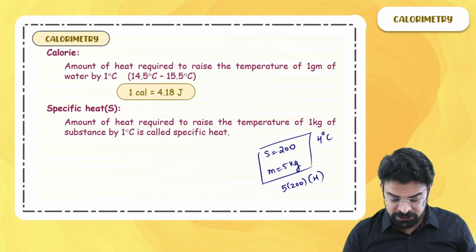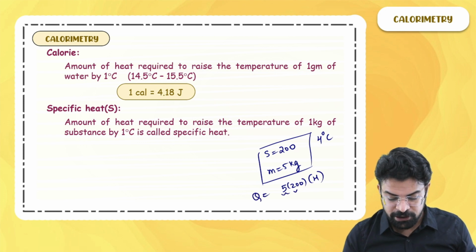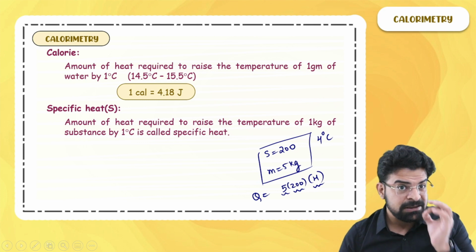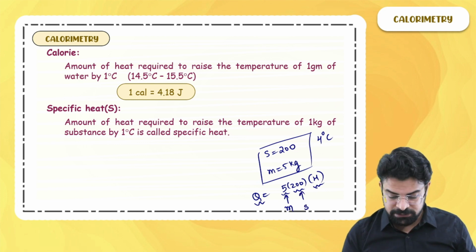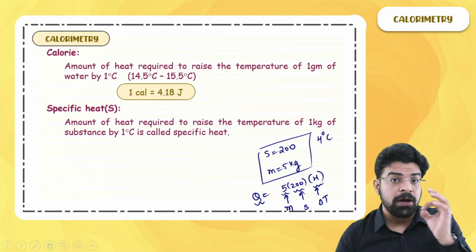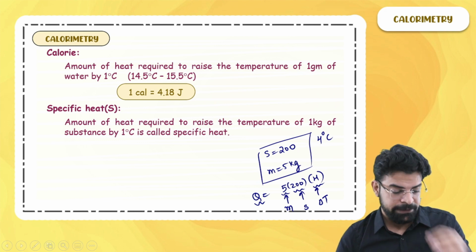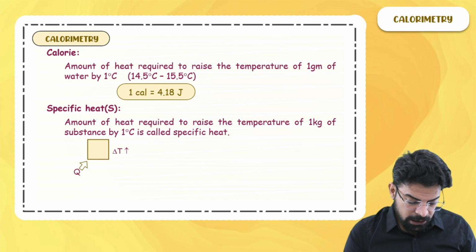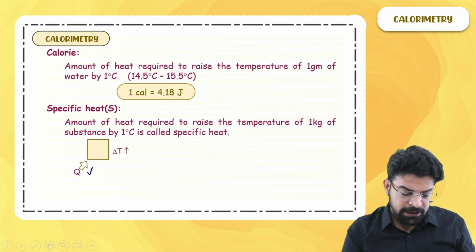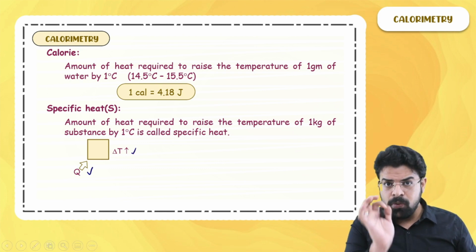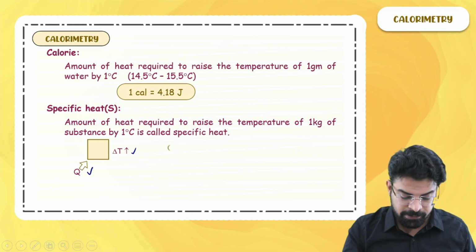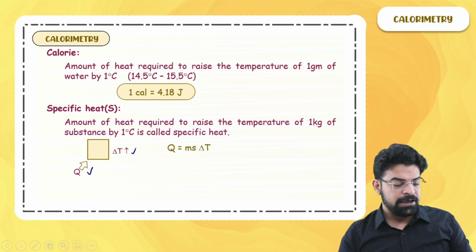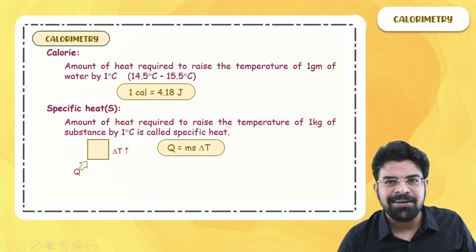So what I am telling you is that the heat provided has to be equal to 5 into 200 into 4, and this gives us the formula. The heat that has to be given is nothing but mass of the substance times its specific heat times the rise in temperature. So Q equals ms delta T. If we provide a heat Q and the temperature increases by delta T, the correlation between heat provided, mass of the substance, specific heat and the rise in temperature is given by Q equals ms delta T, and you should remember it.